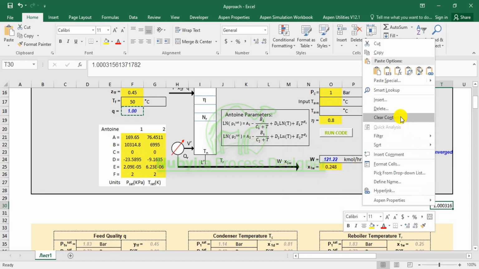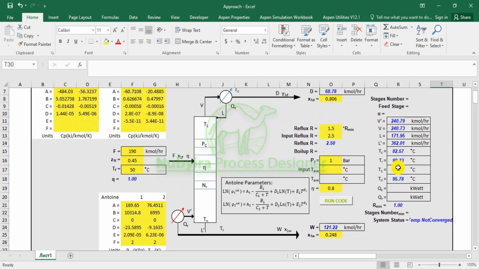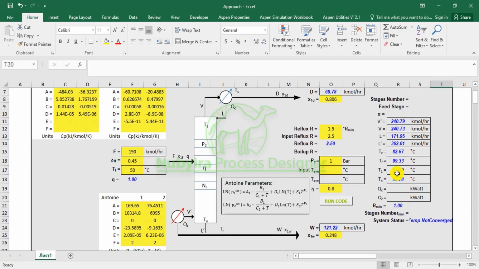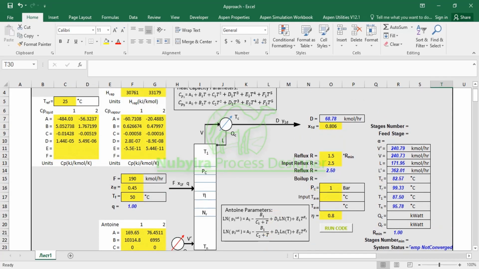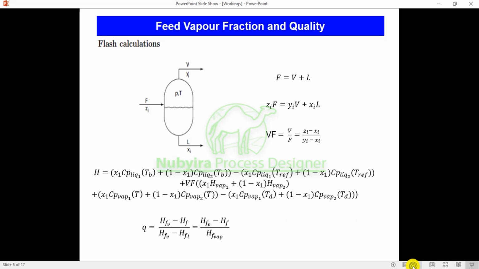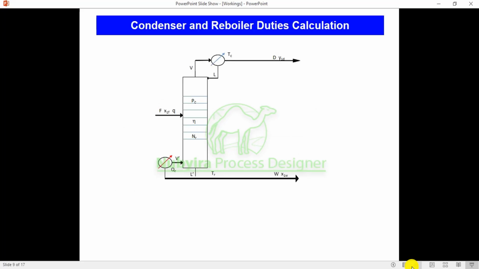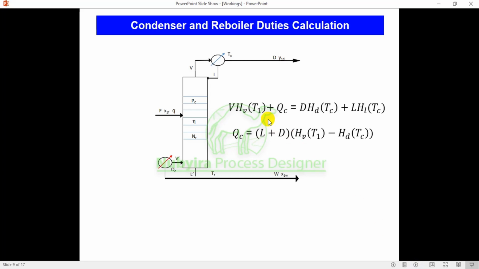So I will clear this so that we can do other things. So we go to the enthalpy calculation. For the heat of condenser, this is the equation that I'm using. So I'm doing an energy balance around the condenser.